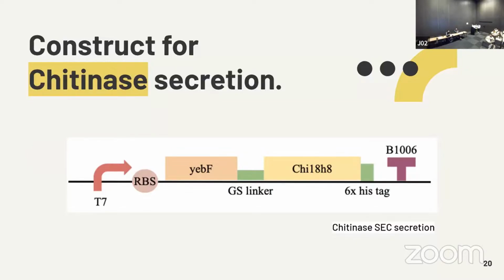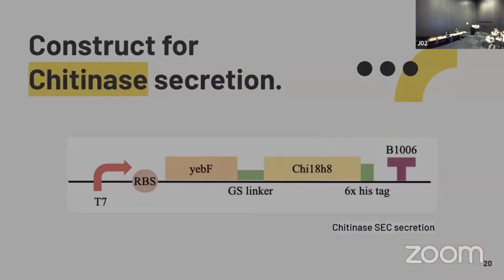So we used the YebF tag and fused it to the coding sequence of H8 using the GS linker in order to signal for the extracellular secretion of E. coli. The T7 promoter was used to ensure a high level of constitutive production of the H8 such that the bacteria can combat the fungus at all times.